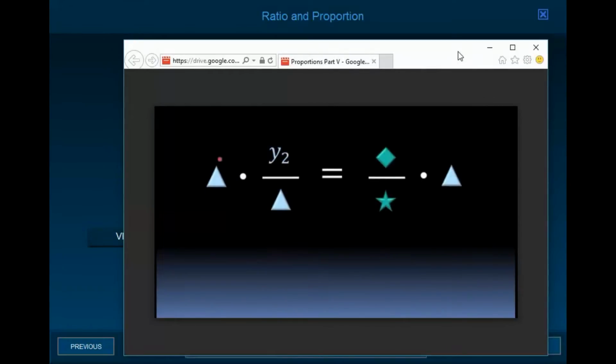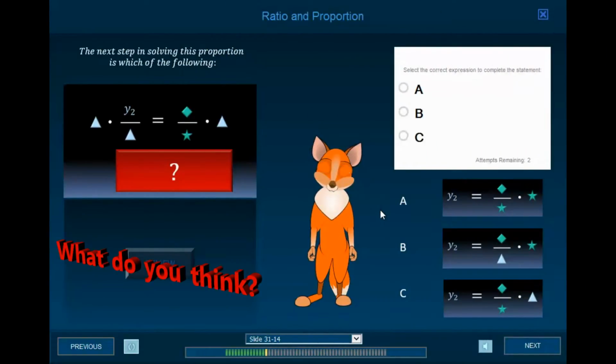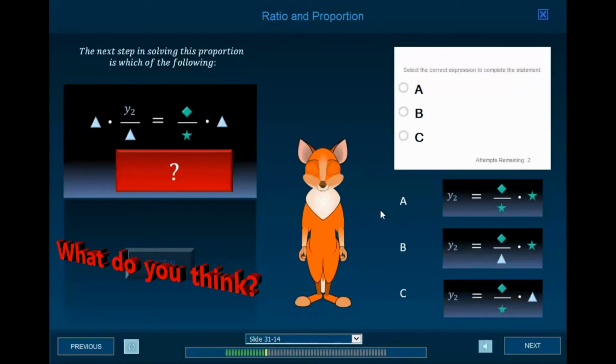We are at this point. We have the triangle multiplying times y sub 2 over the triangle. And we know that that result will be y sub 2 is equal to, we rewrite the right-hand side of the equation. We can't calculate those expressions because we don't know what values they represent. The next step in solving this proportion is which of the following?